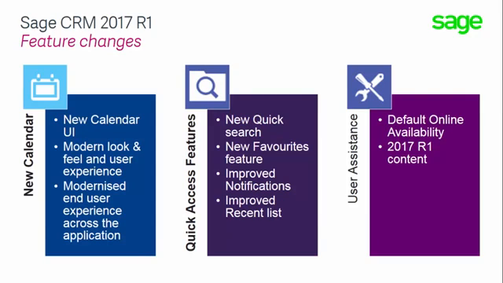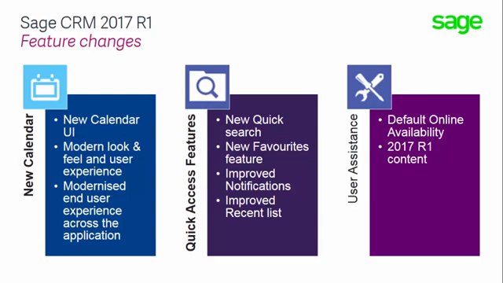Now, Sage CRM 2017 R1 was released from development at the end of November 2016, and this introduced some major user interface improvements. We provided within the user and team context a whole new calendar user interface, and this has a much more contemporary, modern look and feel. We've added a new quick search feature, there's a new favorites feature, the notifications and the way in which they're displayed have been improved, and we've also enhanced the recent list. And so the way in which help was also installed and accessed was changed.